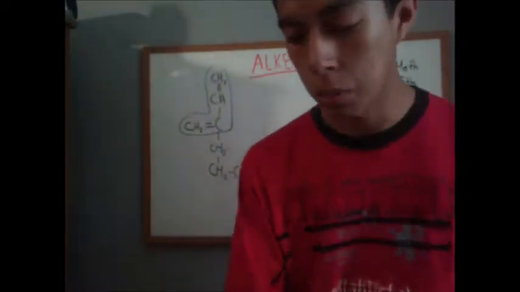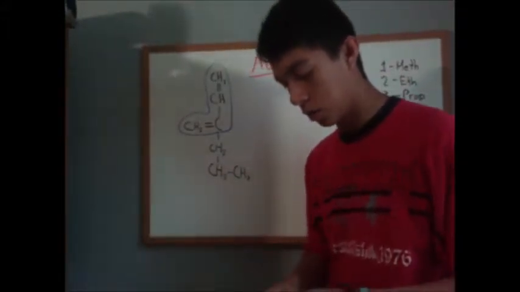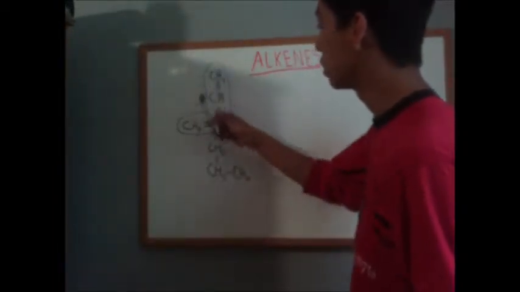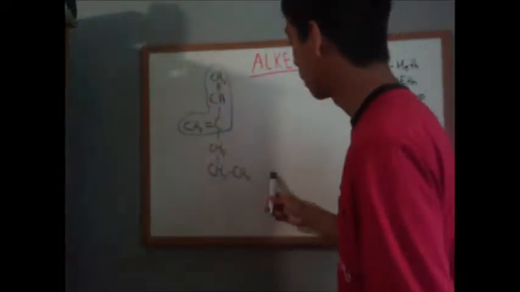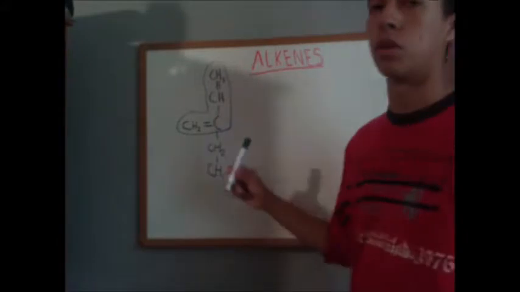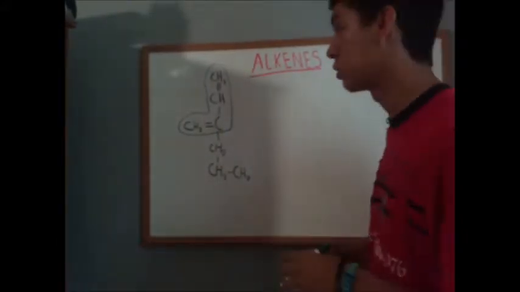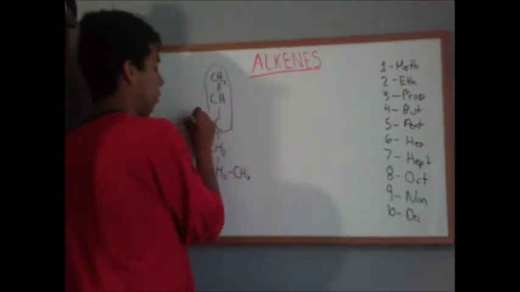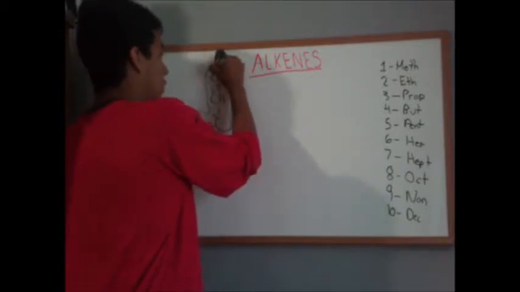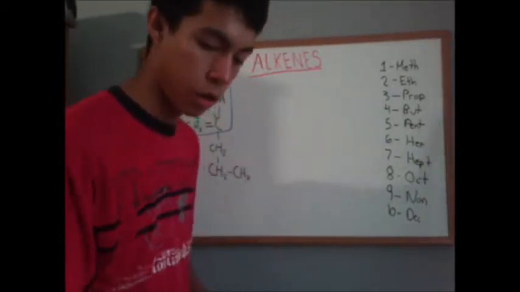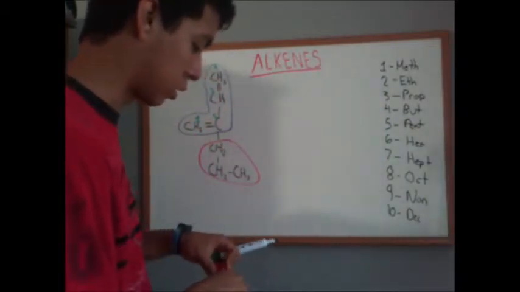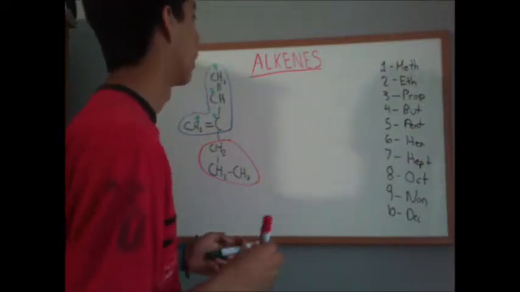So we're going to start naming the parent chain from the side that is closer to the double bond. In this case, it's equal, but the substituent affects it. We're going to start naming from the side that is closer to the substituent, for simpler numbers. So we're going to start naming 1, 2, 3, and 4. Then here we have our substituent, and we're going to start naming our hydrocarbon, our alkene.